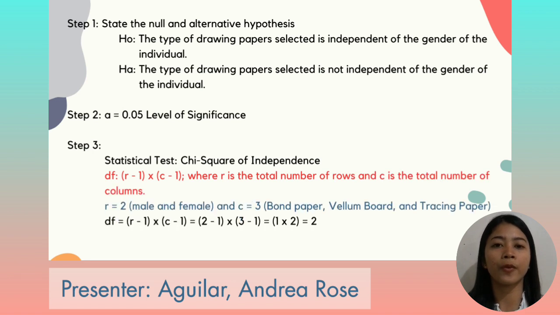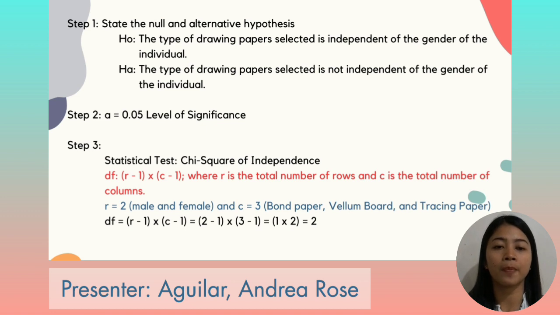This is the solution for the sample problem of chi-square of independence. Step 1. State the null and alternative hypothesis. For the null hypothesis, the type of drawing paper selected is independent of the gender of the individual. And for the alternative hypothesis, the type of drawing paper selected is not independent of the gender of the individual.